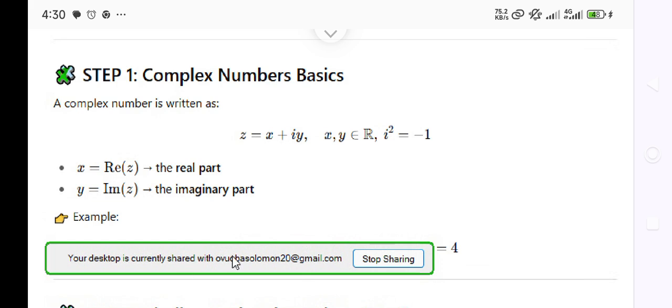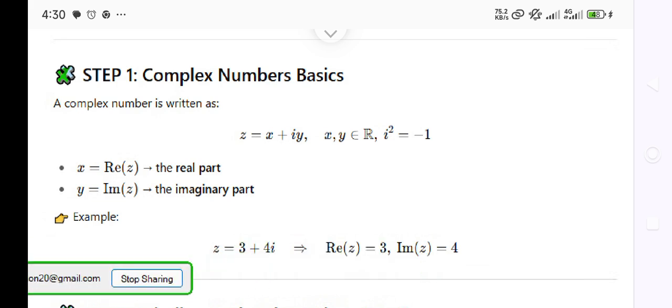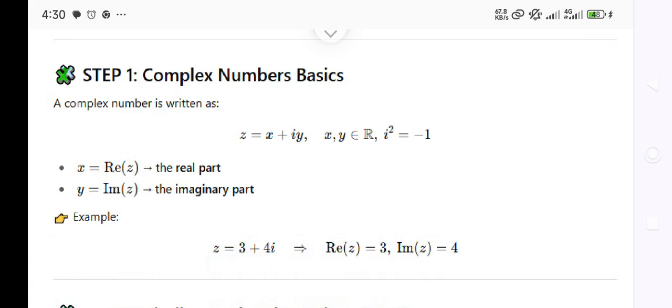you can see on the board or screen everything that is written there. The complex number is written as z equals x plus iy, which is very true. And as we know, i squared is equal to minus 1. Very important part you need to know in complex numbers, whereas i is the root of minus 1. So i squared is equal to minus 1.